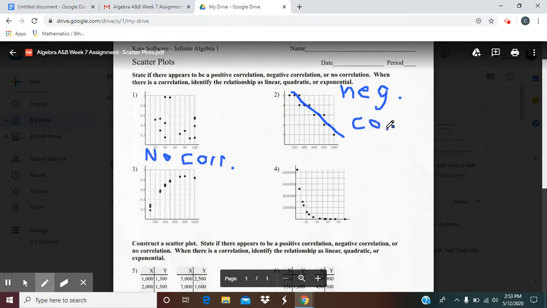Since I do have a pattern this time, I need to decide what kind of relationship it is. I know it's negative correlation. Now, do I think it's linear, quadratic, or exponential? I've kind of already given this away because I was able to draw a line through that cuts through most of the points. If you can draw a straight line that cuts through most of the points, then I would call this linear. There's no kind of curve. It's all trending the same way. So I would call this linear.